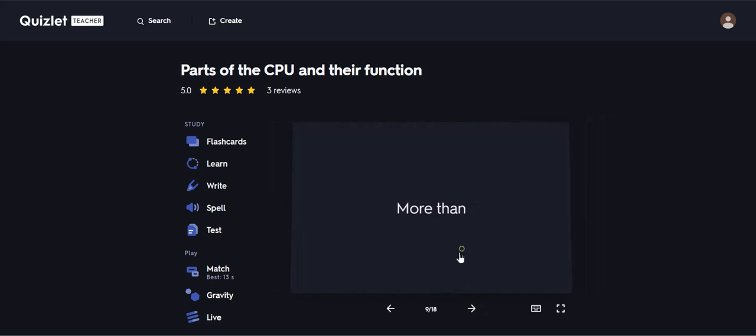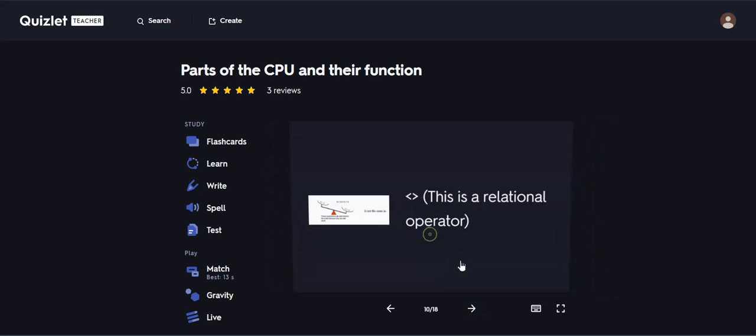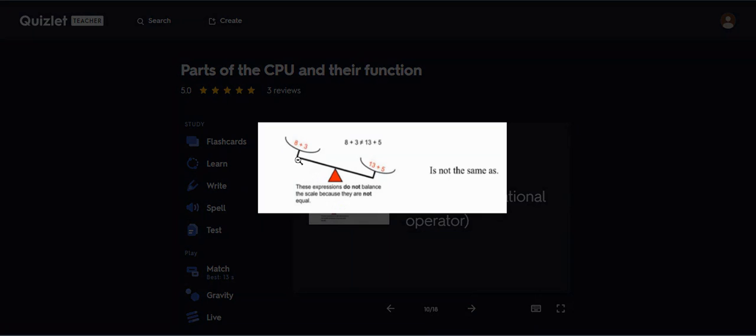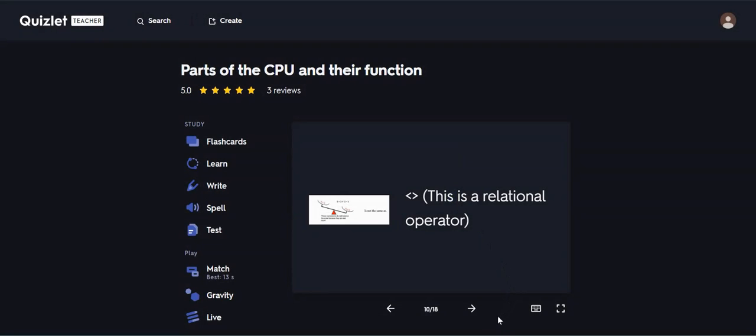Moving on. More than. Well, you know that. Not equal to. You know it as an equal sign with a line through it. But that's not on our QWERTY keyboard. So we are going to use a less than sign followed by a more than sign to mean not equal to. Try to remember not equal to. That's when I'm comparing something on the left with something on the right. 8 plus 3 is really not equal to 13 plus 5. It's not the same as.